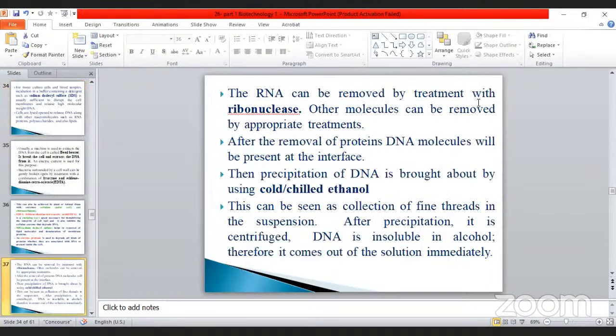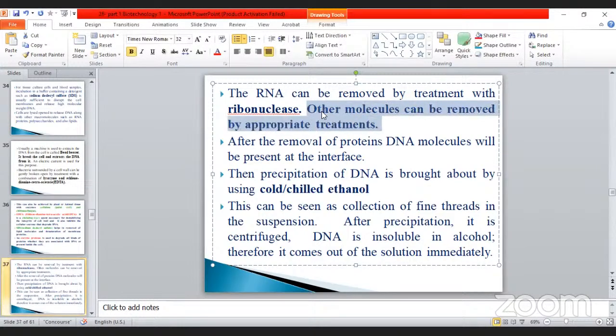Then RNA can be removed by treatment with ribonuclease. You already know about that. Other molecules can be removed by appropriate treatment. Each one has a specific treatment. Protein separation and RNA separation are done with the help of ribonuclease. DNA is also separated by electrophoresis, and protein by a chromatographic technique. So many things are there, okay? They may be isolated differently according to their molecular weight.